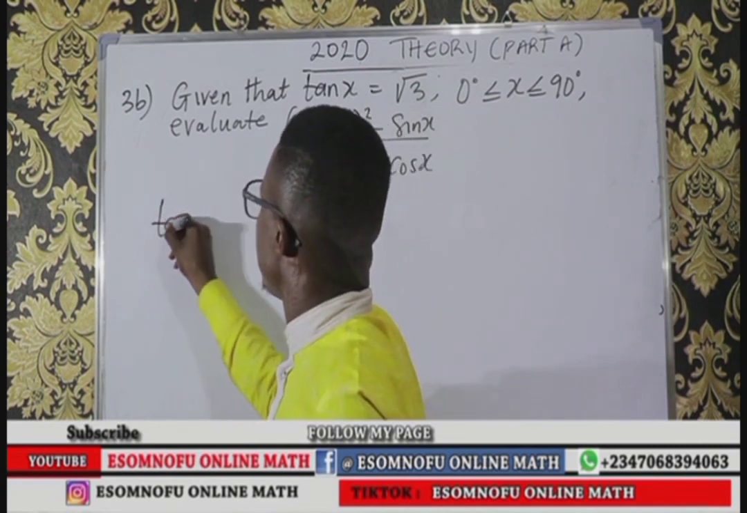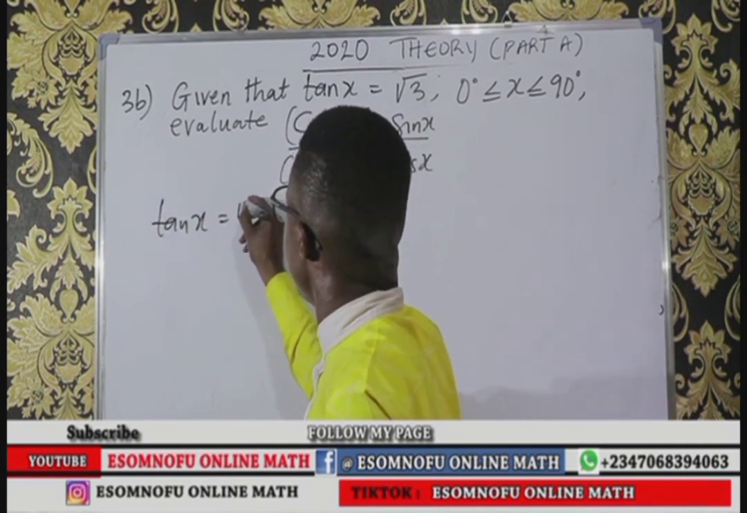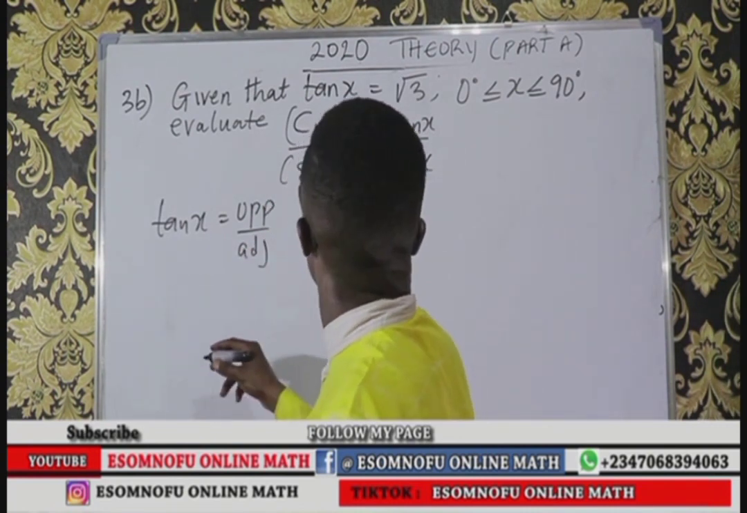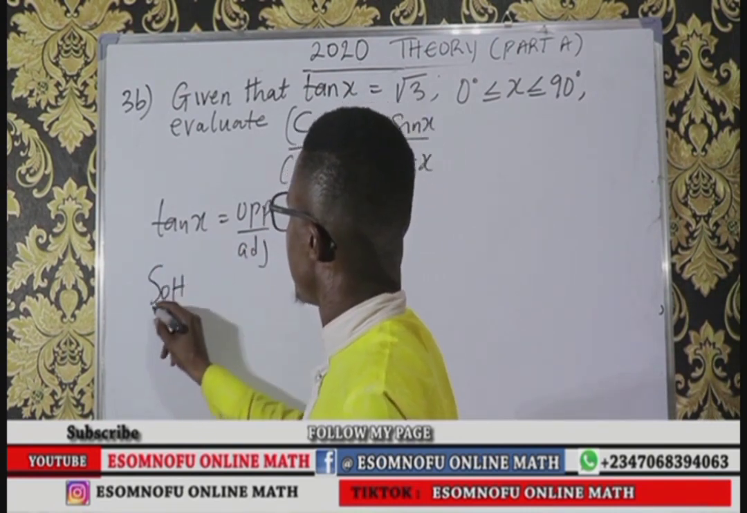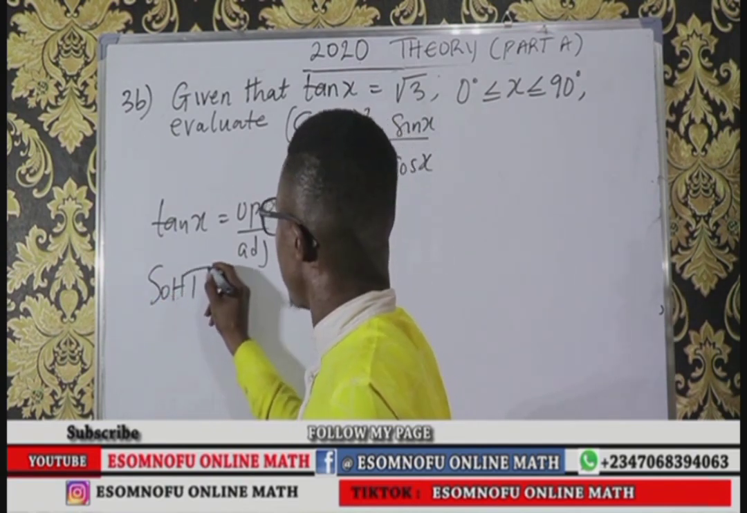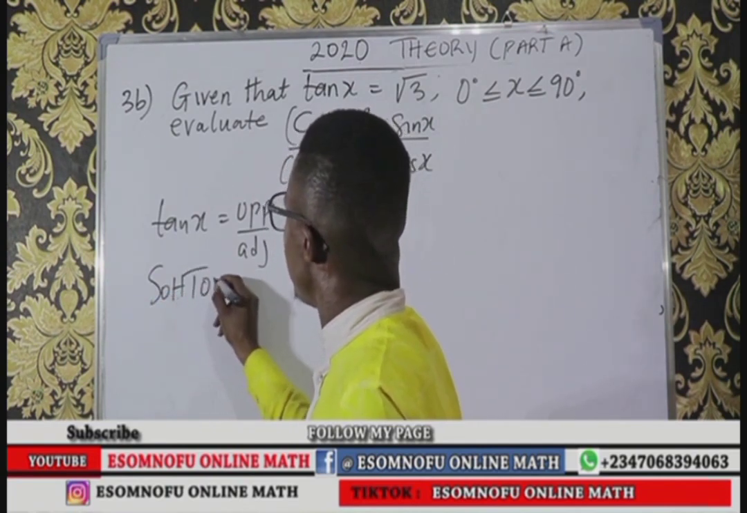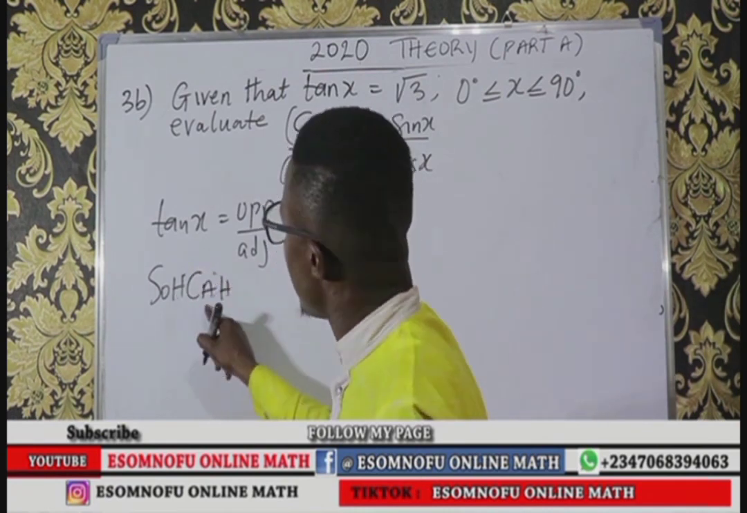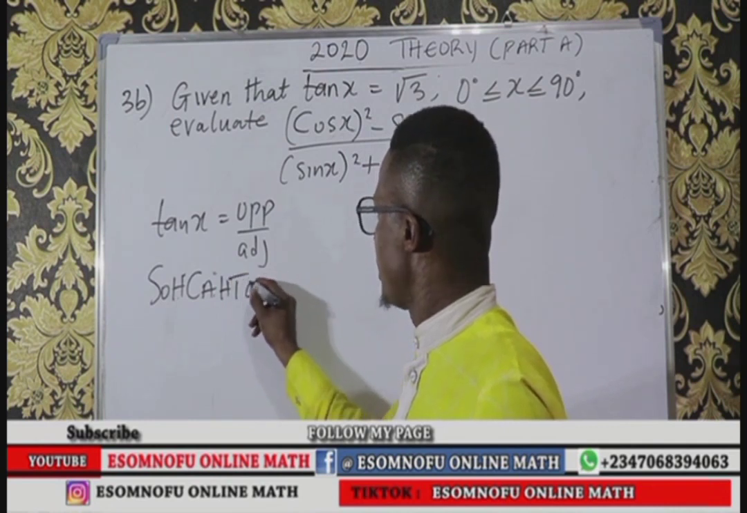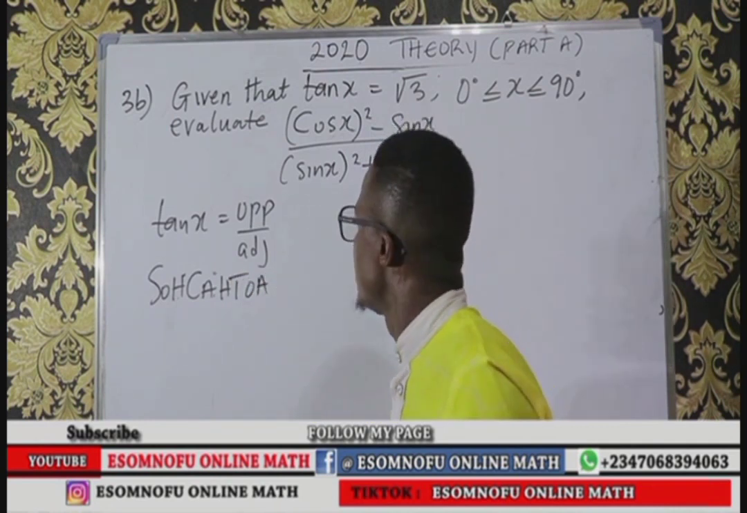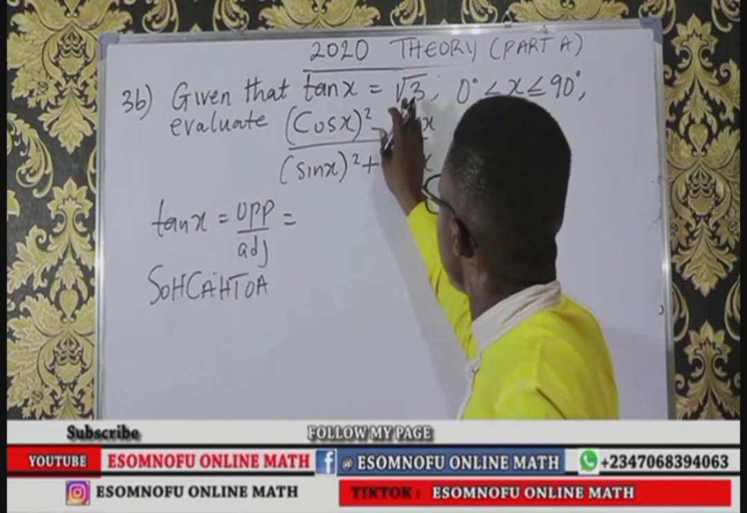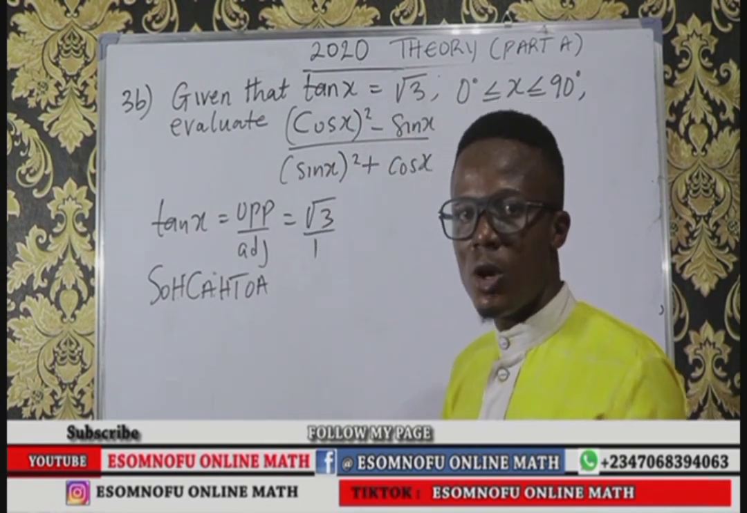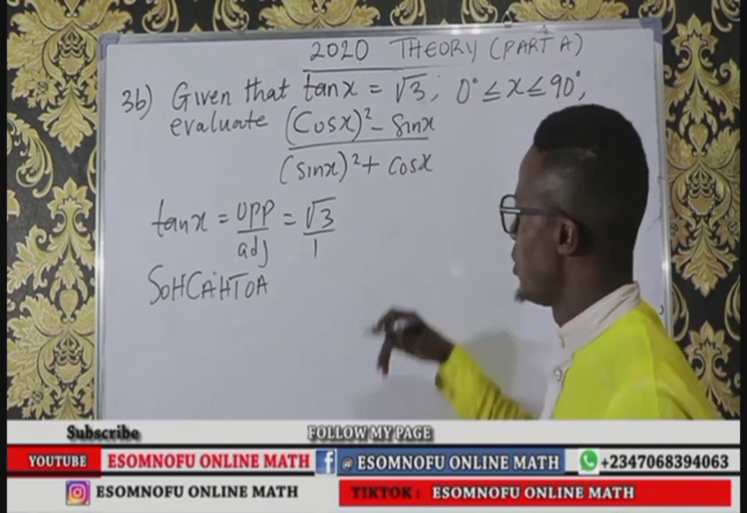Remember that tan x or tan theta is opposite over adjacent from SOHCAHTOA. Sine is opposite over hypotenuse, cosine is adjacent over hypotenuse, while tan is opposite over adjacent. And the same tan x, we are told is equal to √3. This √3 can be seen as √3 over 1, because if I divide √3 by 1, I will still get √3.